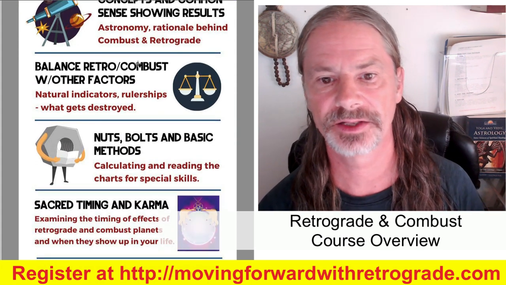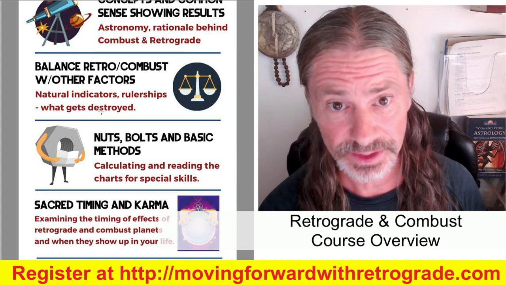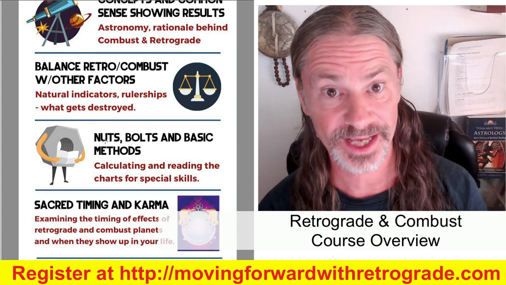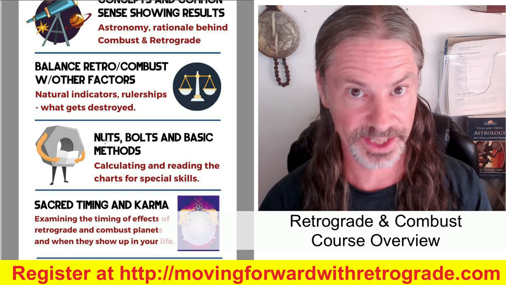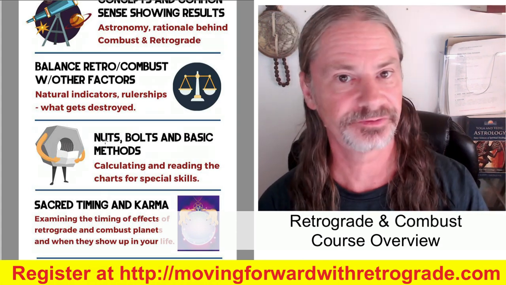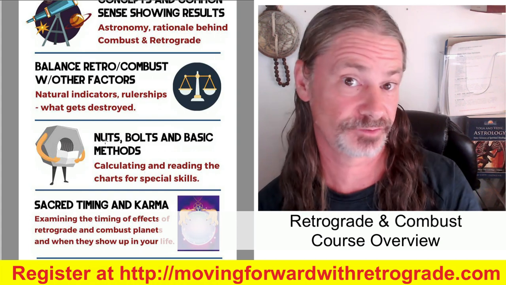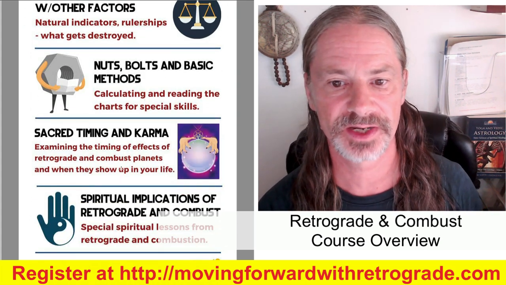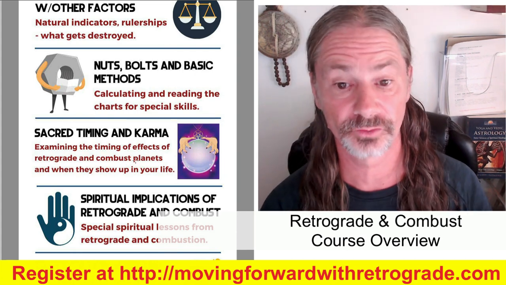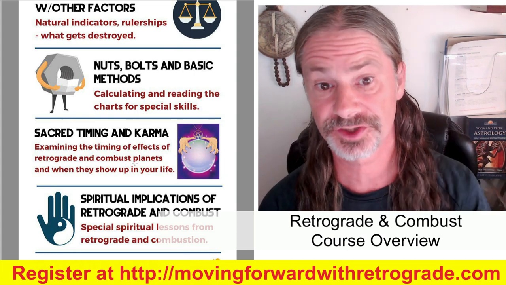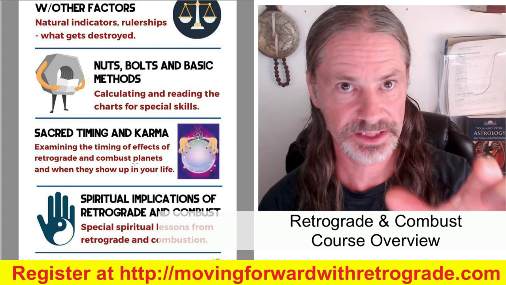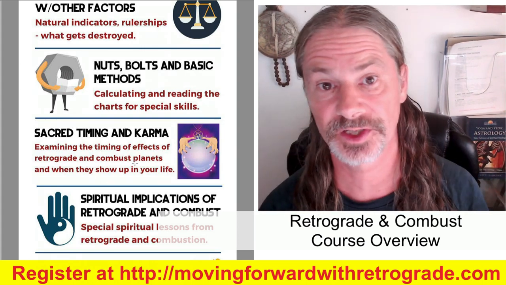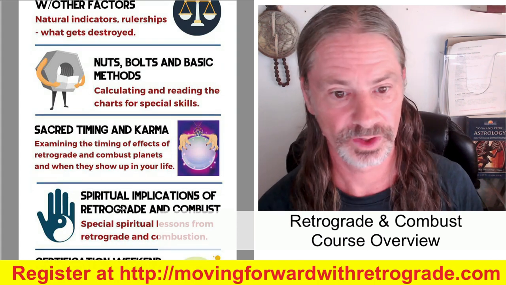And again, how to balance these things with other factors, which includes things like the natural indicator of the planet, also the functional nature, like what the planet rules. It's very different if it's a functional malefic or if it's a functional benefic. We're going to talk about those things. Nuts and bolts, basic methods, calculating and reading the charts, these charts for special skills, like how to really see, oh yeah, that's combust, that's retrograde. It's going to really show these special factors and skills that really come through.